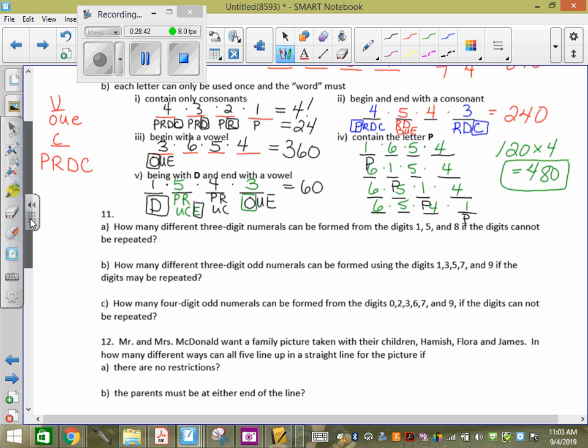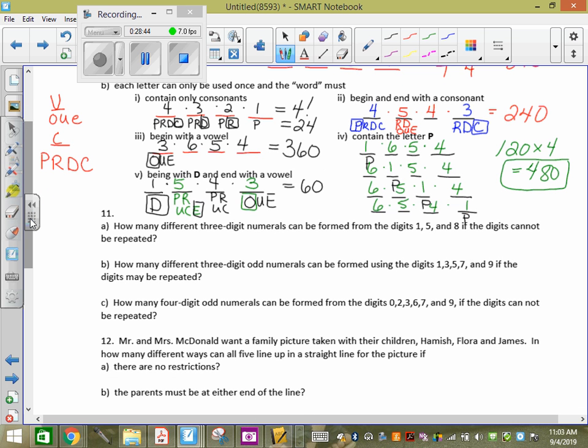No. Okay, then 11. How many different 3-digit numerals? What does 3-digit numerals mean? 3 blanks can't start with a 0. 3-digit code means 3 blanks and can start with a 0, right? Codes, you can start with a 0. Why can a 3-digit number not start with a 0?